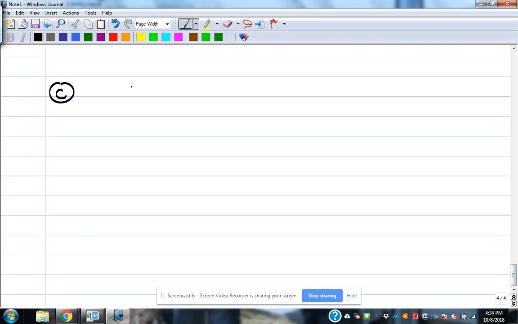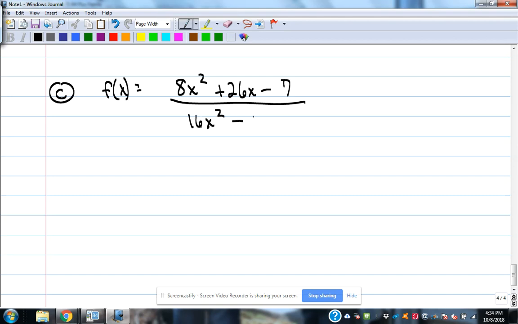Example C. F of x equals, let's do 8x squared plus 26x minus 7 over 16x squared minus 1. Take that back. Let's not do that one. Back up. Let's do x cubed, x squared, x. There we go.